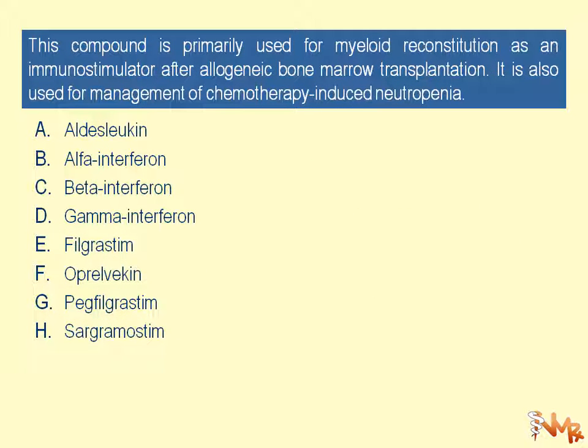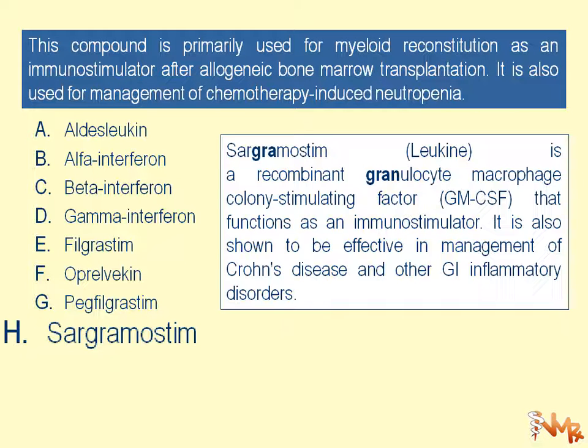This compound is primarily used for myeloid reconstitution as an immunostimulator after allogeneic bone marrow transplantation. It is also used for management of chemotherapy-induced neutropenia. We just covered a similar medication. The correct answer for this one is sargramostim or Leukine. It is a recombinant, again, granulocyte macrophage colony stimulating factor that functions as an immunostimulator. It is shown to be effective in management of Crohn's disease and other GI inflammatory disorders as well.